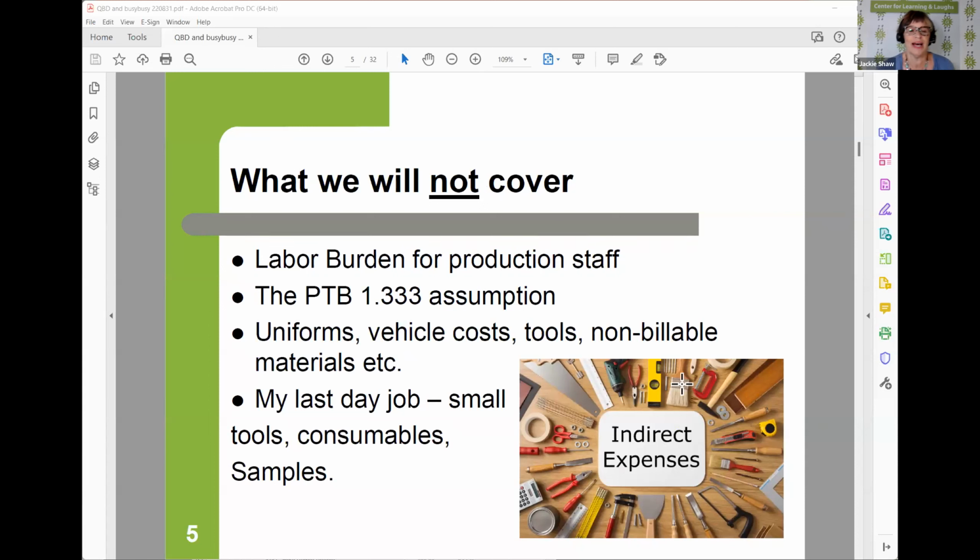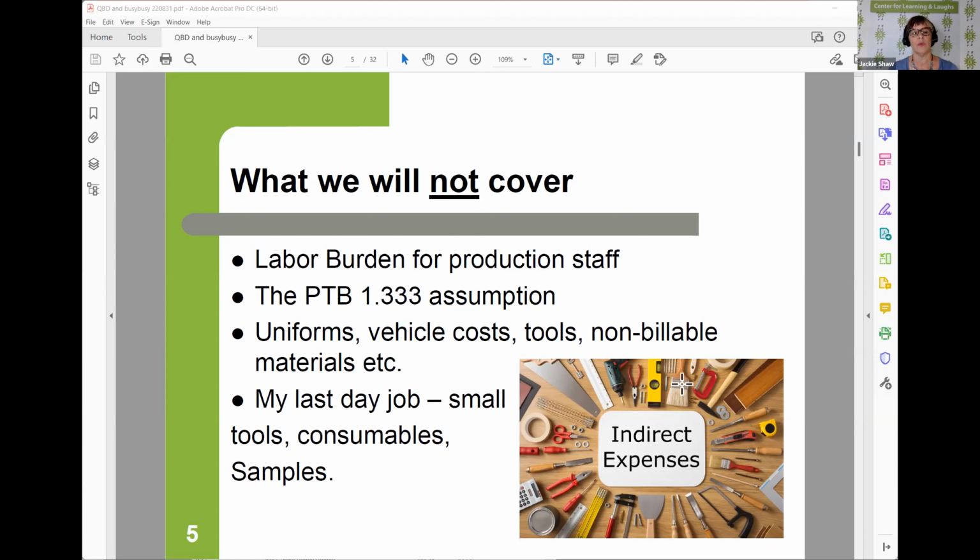Things we're not going to be covering, and I wish we had time, but we could talk about these topics for days. And I'll give you some advice later on how to actually get into this information. But we're not going to be talking about the labor burden. Any industry, whether it's engineering or excavating, there is a labor burden that we want to talk about.